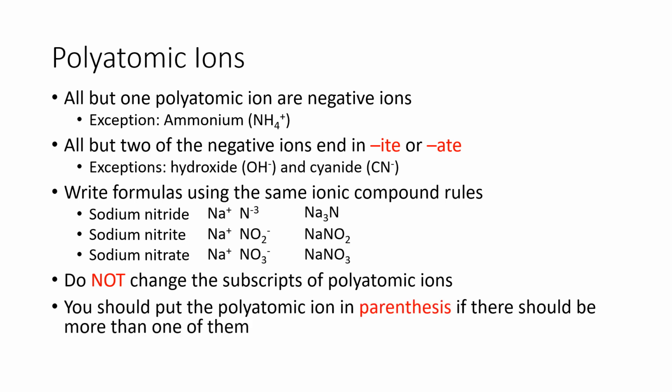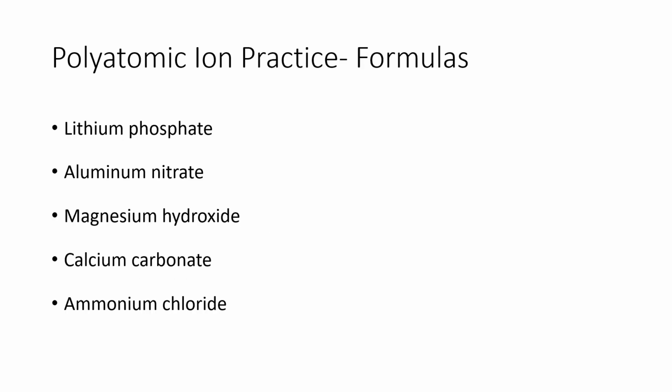And you should put the polyatomic ion in parentheses if there should be more than one of them. So say that your cation has a charge of 2 and your anion has a charge of 1 and is a polyatomic ion. You don't want it to look like you have 2 of that last element. You want to indicate that there are 2 of the entire polyatomic, so you put it in parentheses with the subscript on the outside. Let's look at some examples.